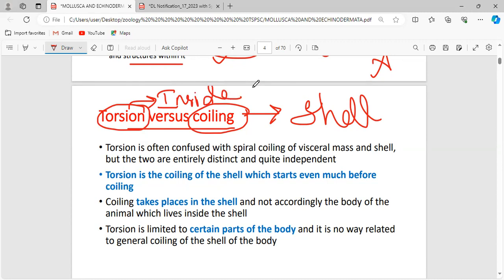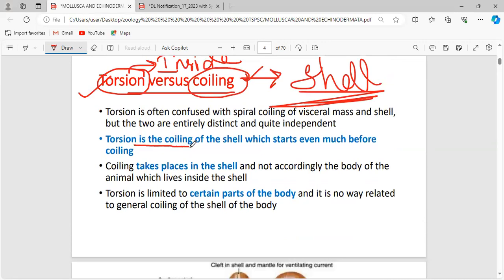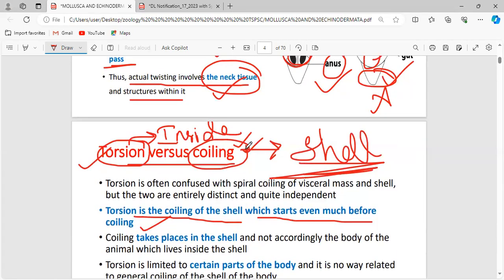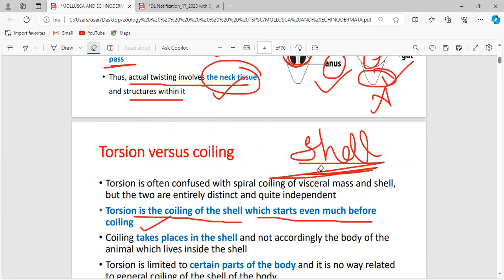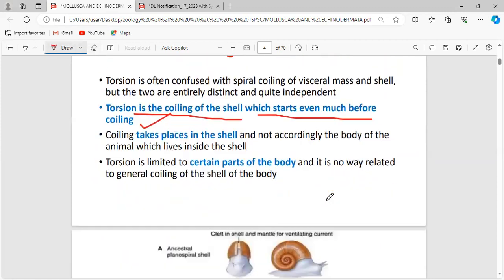What is the difference between these two? Coiling is a process which is happening in the shell, and torsion is a process happening in the organs present inside the shell. Torsion, in fact, starts even much before the coiling of the shell, which means coiling is one of the steps under the mechanism called torsion. Torsion is a complete mechanism.